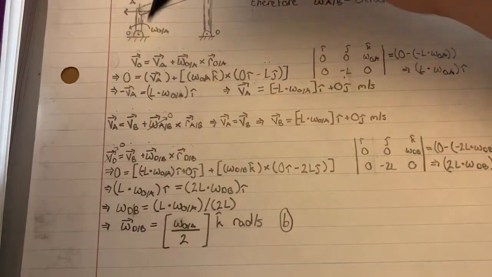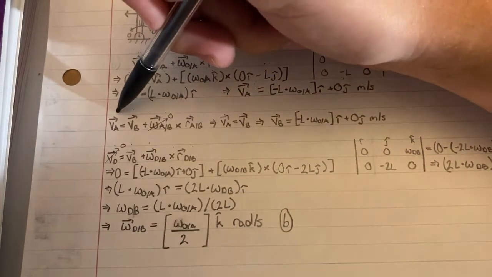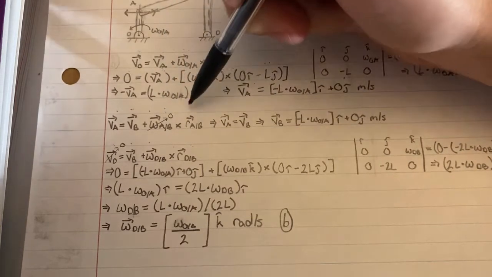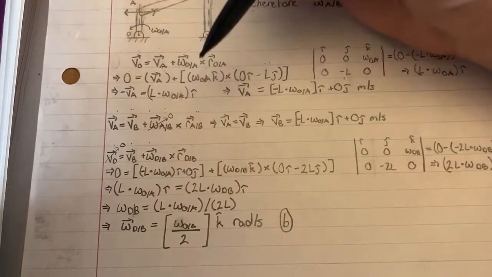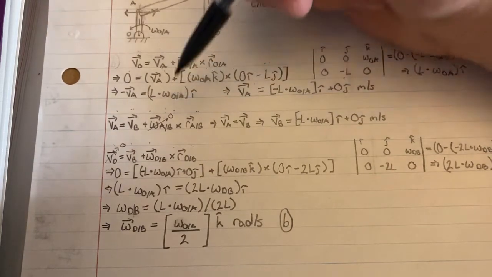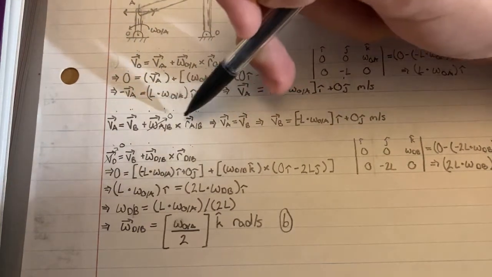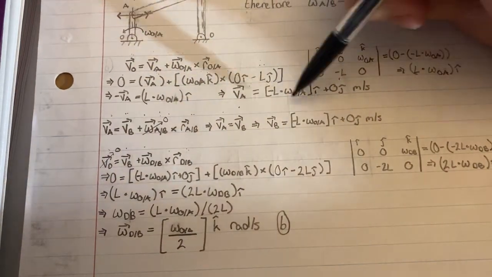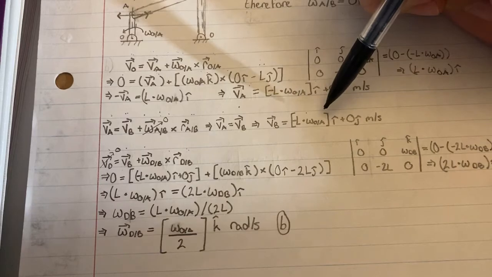Moving on to finding velocity of B, we have VA equals VB plus the angular velocity of A slash B cross R A slash B. And we know angular velocity of A slash B is 0 from earlier. So we can cross this out, and we have VA equals VB. As shown, we can just translate what we found earlier to VB.